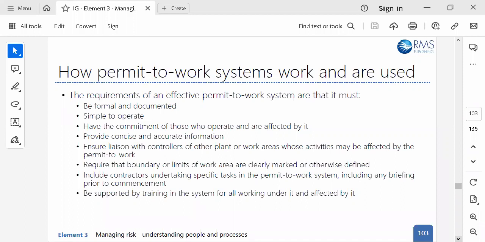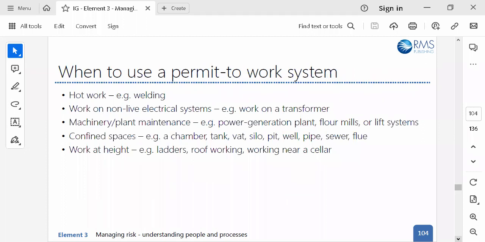During the permit to work system, the issuer should visit the workplace and then issue the permit. It is not acceptable that he will issue the permit from his office. He needs to check the workplace before issuing the permit. It's important. That is the important part of the permit to work system.